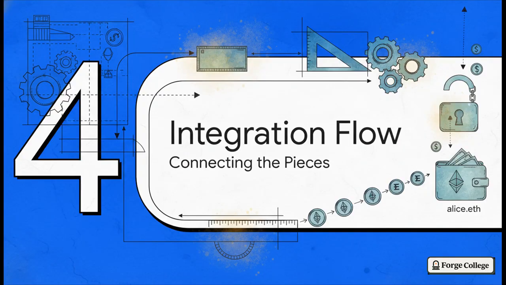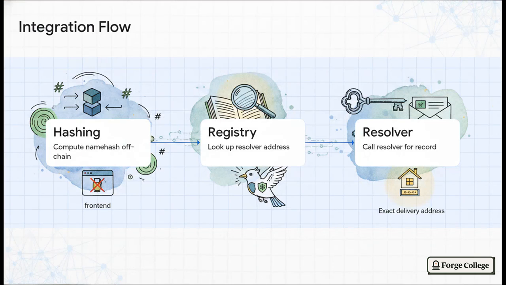Section 4, contract integration flow. Now, let's assemble the pieces of our blueprint and walk chronologically through a transaction. Say we're building a contract that lets users send a donation directly to alice.eth. How do we wire this up? Well, this 3-step algorithm is your golden integration path.